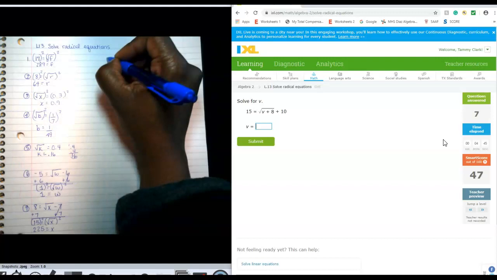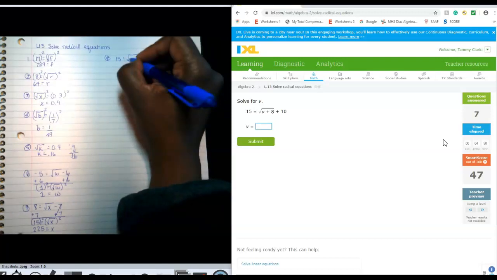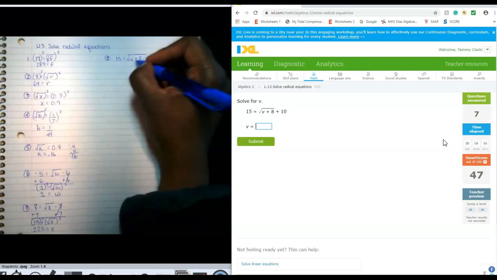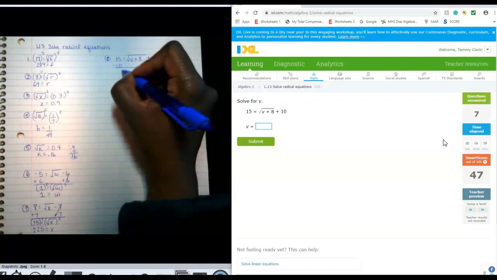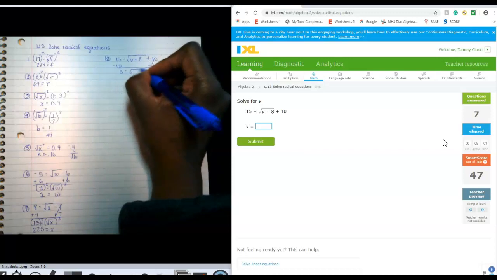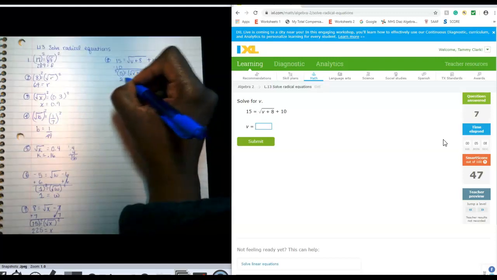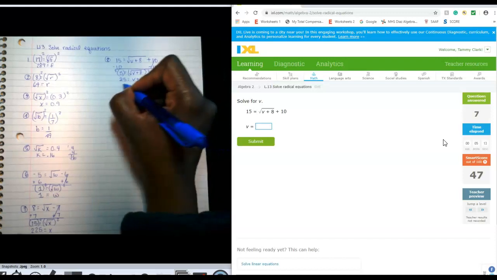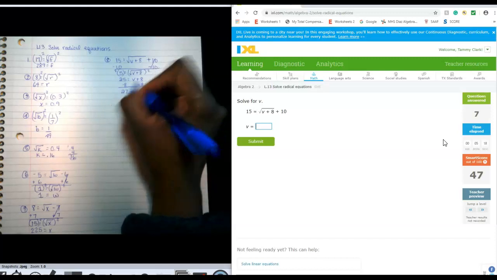Let's look at number 8. We've got 15 is equal to the square root of v plus 8, plus 10. We want the radical alone, so let's subtract 10 from both sides of the equation. And we've got 5 is equal to the square root of v plus 8. Go ahead, square both sides. We've got 25 is equal to v plus 8. Subtract 8 from both sides of the equation, and v is equal to 27.